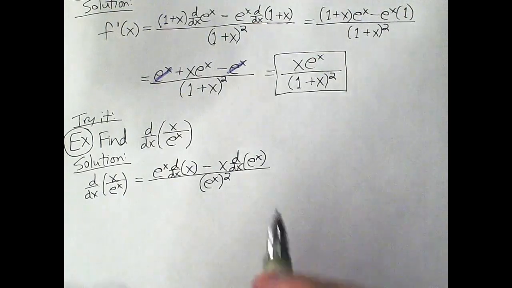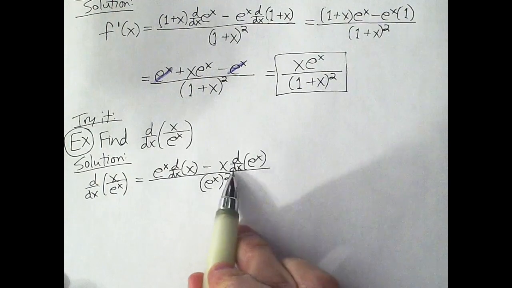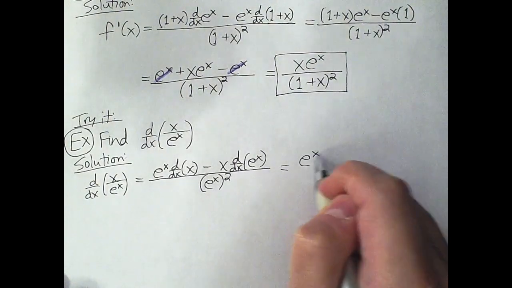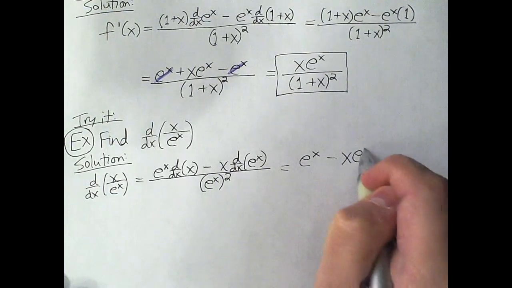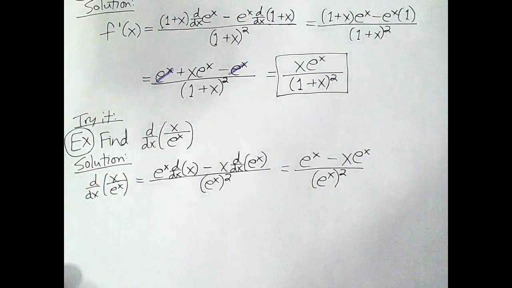Now I'm going to deal with the d dx's that are in this problem, d dx of x, d dx of e to the x, and I get e to the x minus x e to the x over e to the x squared. But don't stop here. We could simplify further.